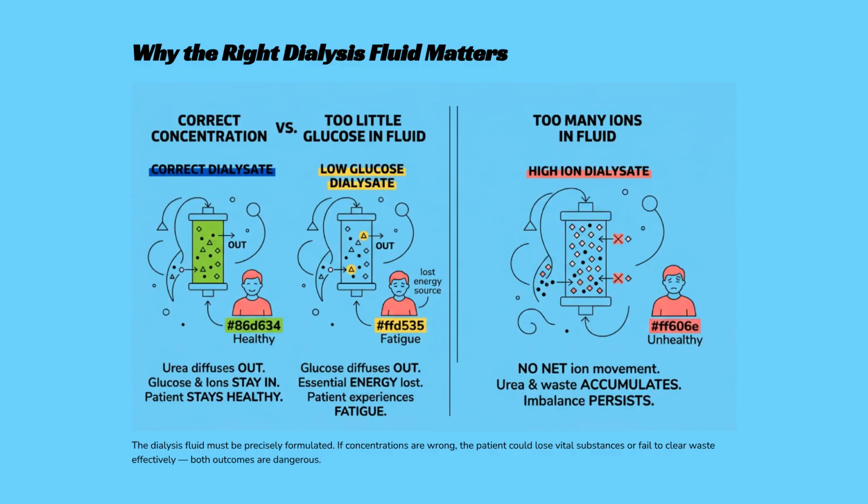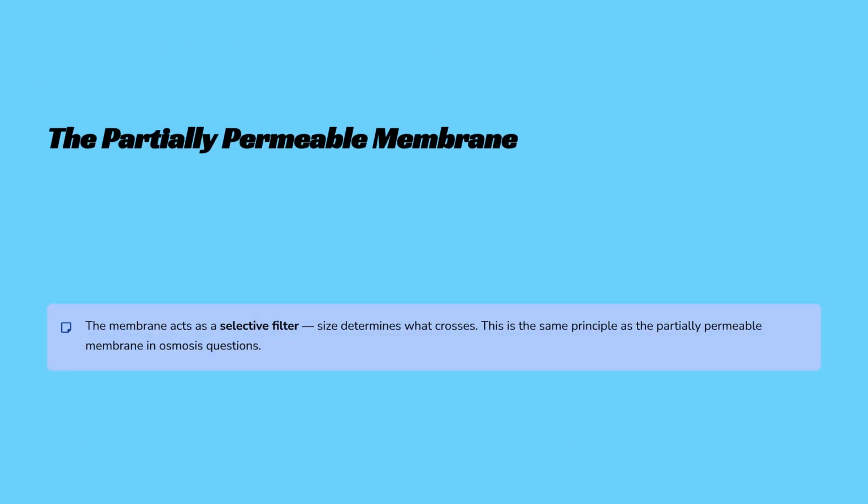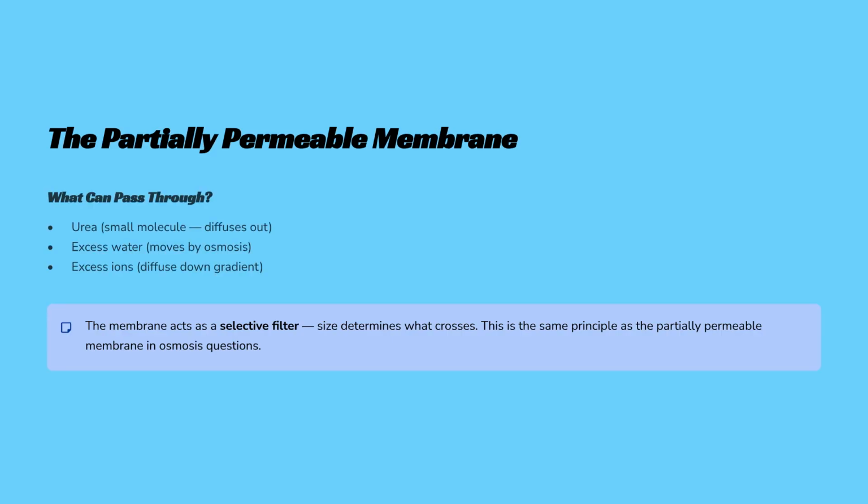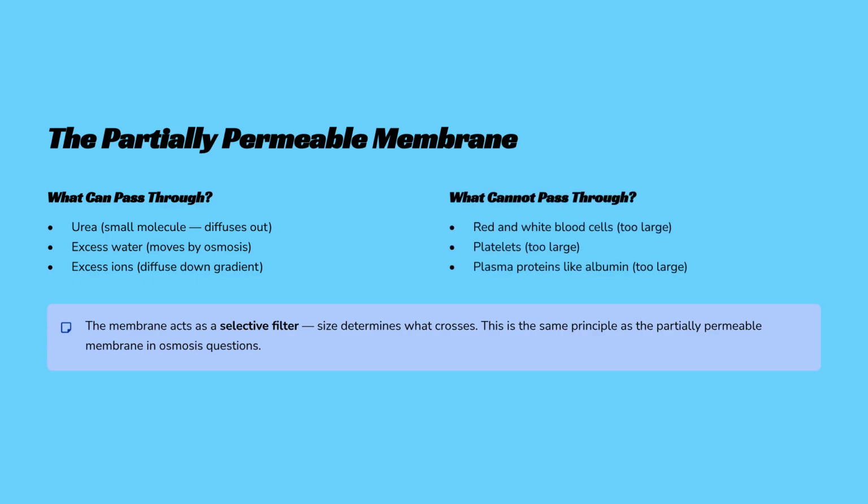Incorrect concentrations, such as too little glucose or too many ions, can lead to loss of vital substances, fatigue, or the accumulation of waste and imbalance. Precision is crucial for patient safety. The partially permeable membrane acts as a selective filter, with size determining what crosses. Small molecules like urea and excess water can pass through. Larger components like blood cells, platelets, and plasma proteins cannot pass.